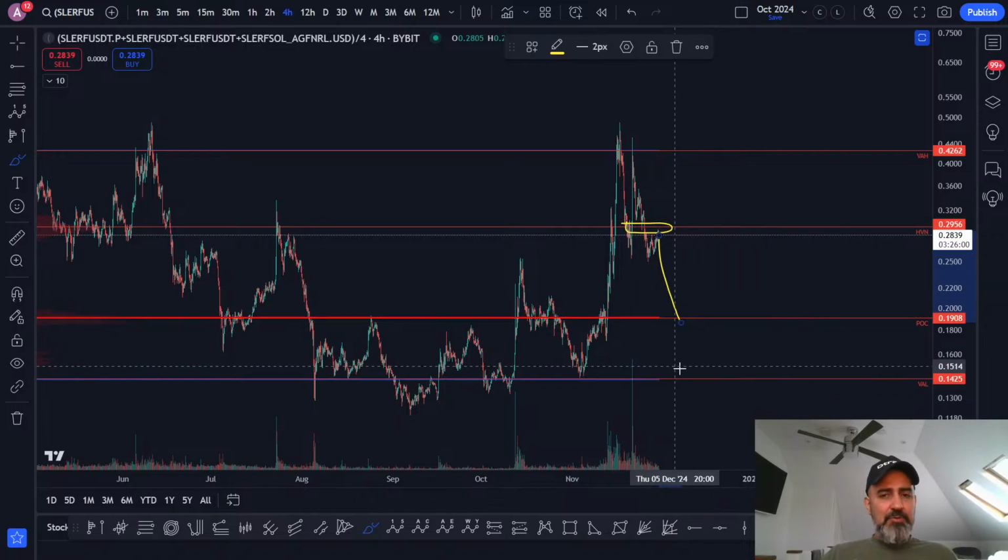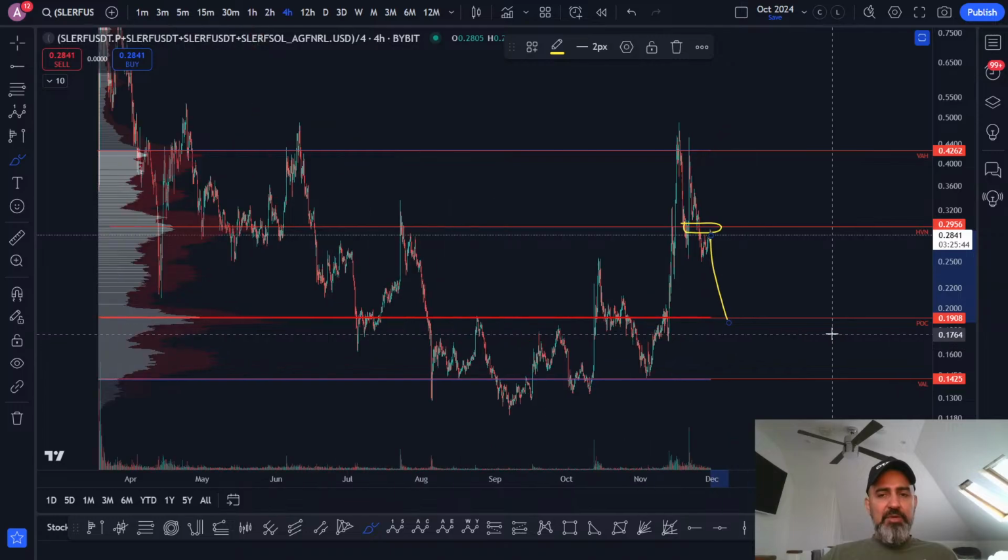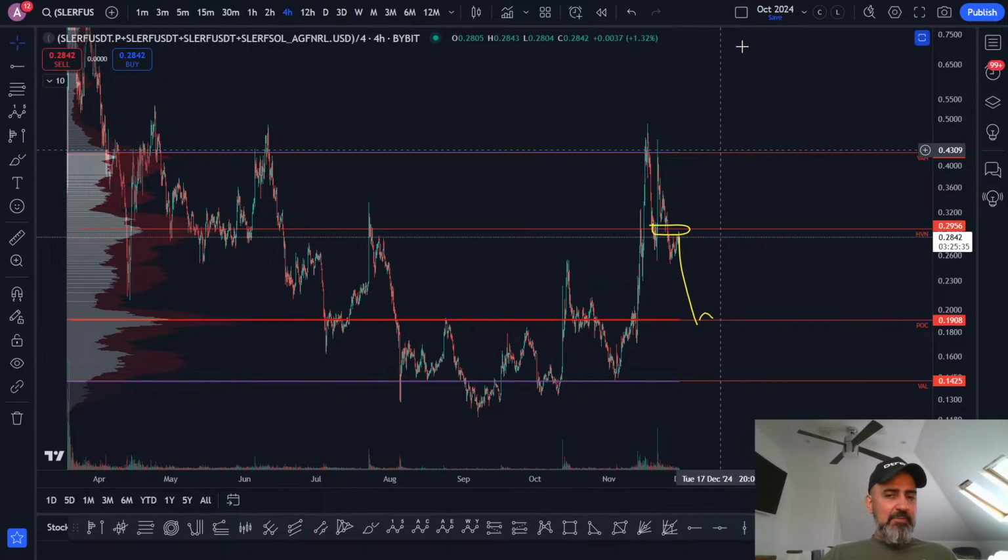I think that would look really bad, really bearish. If that was to happen, we're in for a longer, prolonged corrective phase, and I think a lot of people would lose interest in SLERF until it actually found its feet. Still, it'd be a good place to buy, because if you were to drop, you'd be dropping down to the point of control. It'd actually be an amazing place to buy. That would be a gift for most people, but it wouldn't necessarily mean that we're going up.